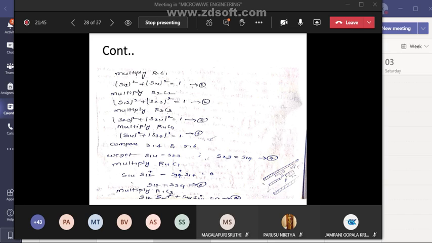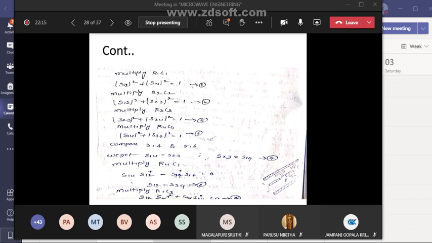And multiply R2 C2. So from the matrix, multiply R2 C2, we get S12 square plus S23 square equal to 1. And multiply R3 C3. So it becomes S23 square plus S34 square equal to 1. So and multiply R4 C4. S14 square plus S34 square equal to 1.